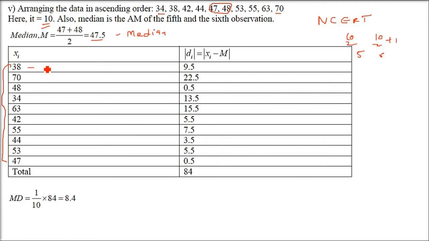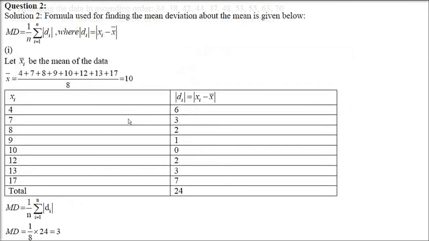Now subtract this value from each value. 38 minus 47.5 is minus 9.5. So you have to take the modulus. You have to do it for every element. So the modulus of this, 9.5, will come. Add all of them. Sigma di is going to be 84, divided by the number of elements 10, and that is 8.4. This question is very important because the fifth question is based on this first question.